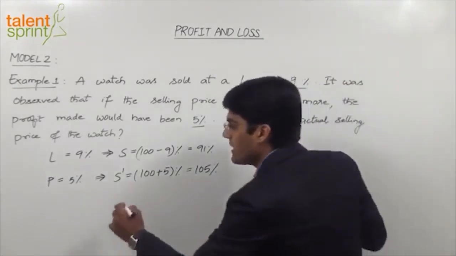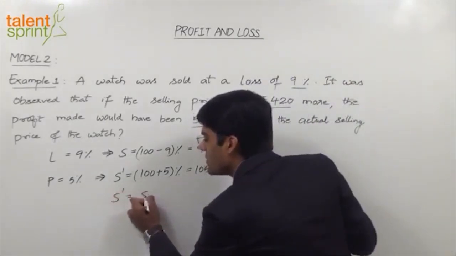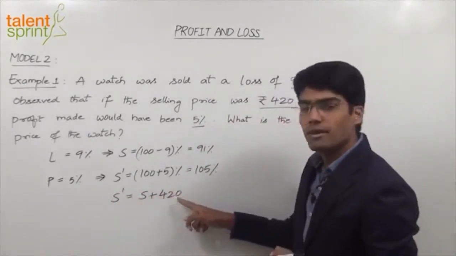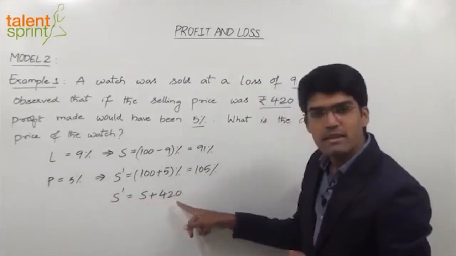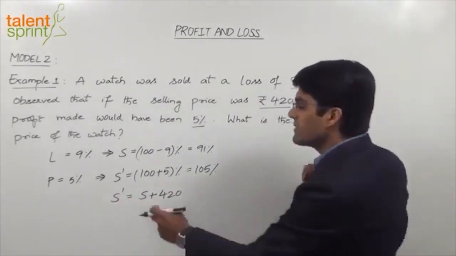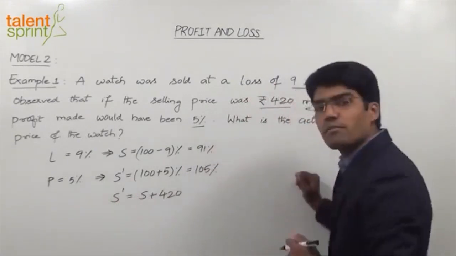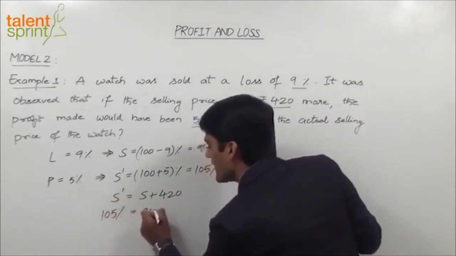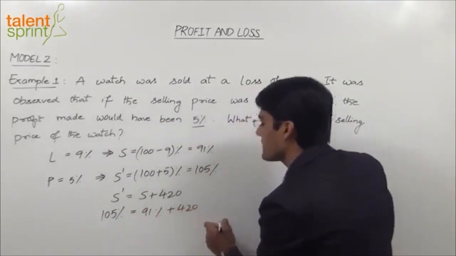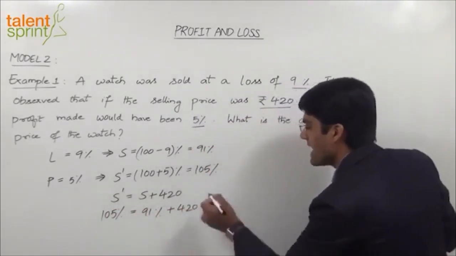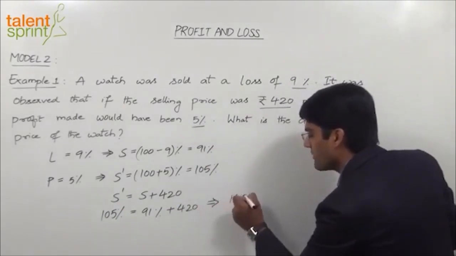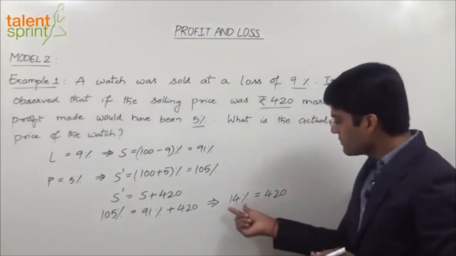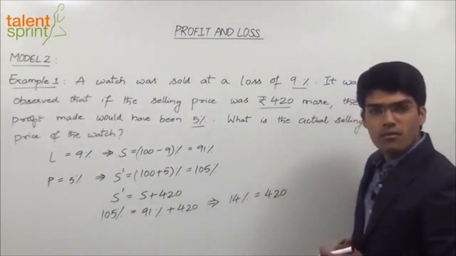And from the question, we very well know that S dash is equal to S plus 420. Why? Because selling price has been increased by 420. So new selling price should be original price plus 420 rupees. Now let us substitute S dash and S in terms of percentages. So we can say that 105% should be equal to 91% plus 420. So very clearly from this we can say that 105 minus 91, that is 14%, is equivalent to 420 rupees. That means 14% of the value is as good as 420 rupees.